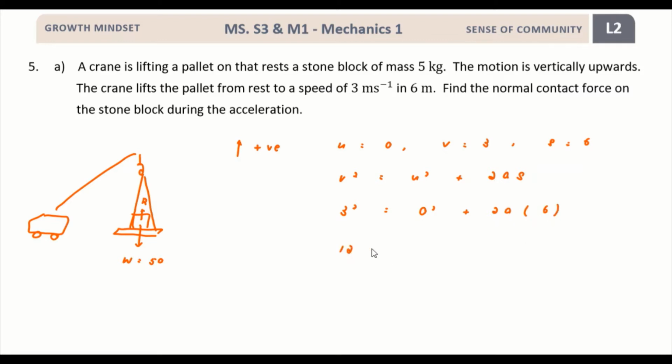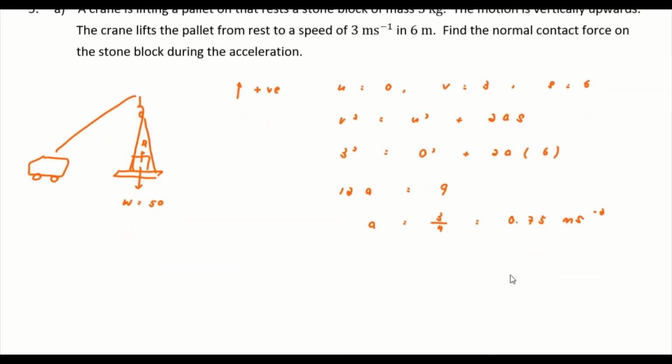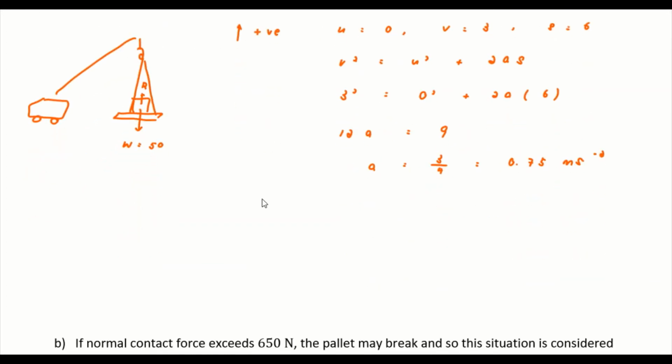So 12A = 9, and A will be equal to 3 over 4, which is 0.75 meter per second square. Okay, since we have the acceleration already, we can use the net force. Net force will be equal to M times A. So what's the net force here?